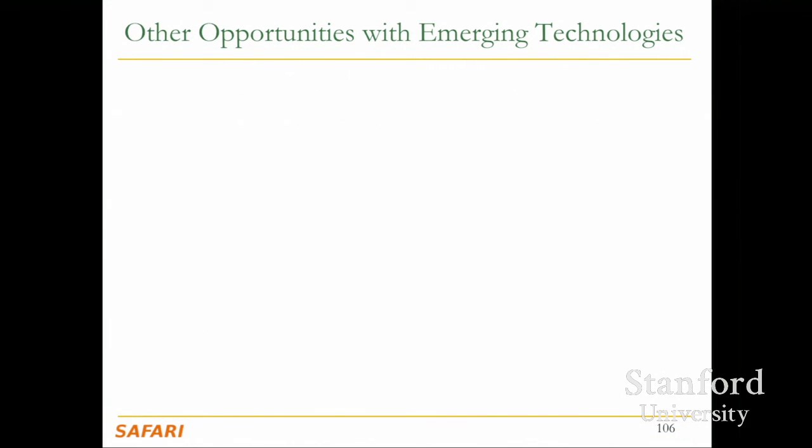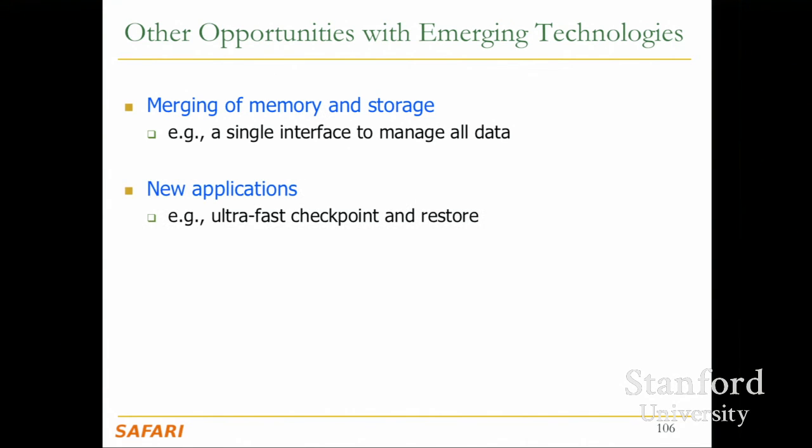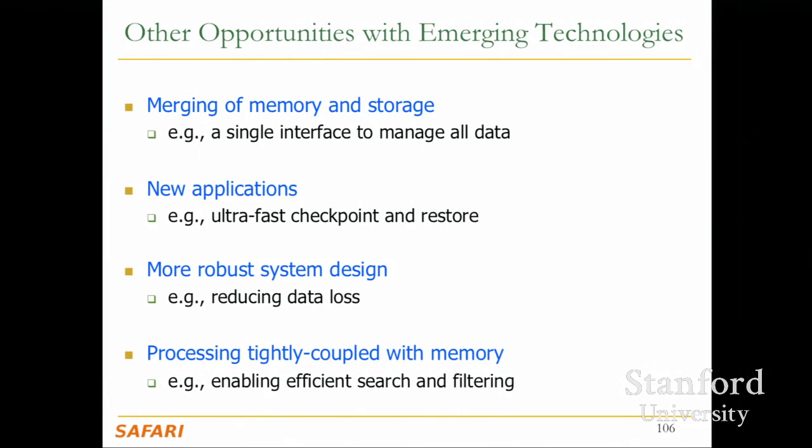But let me tell you a little bit about other opportunities, and then circle back, and then we'll conclude. I think it's a very exciting area, actually. Regardless of whatever technology it is, enabling some of these emerging technologies is really important. There are many opportunities. Processing tightly coupled with memory could be more interesting with some of these emerging technologies. More robust system designs can be enabled because of the non-volatility. And you can enable new applications because of the non-volatility and wide addressable access to persistent memory.